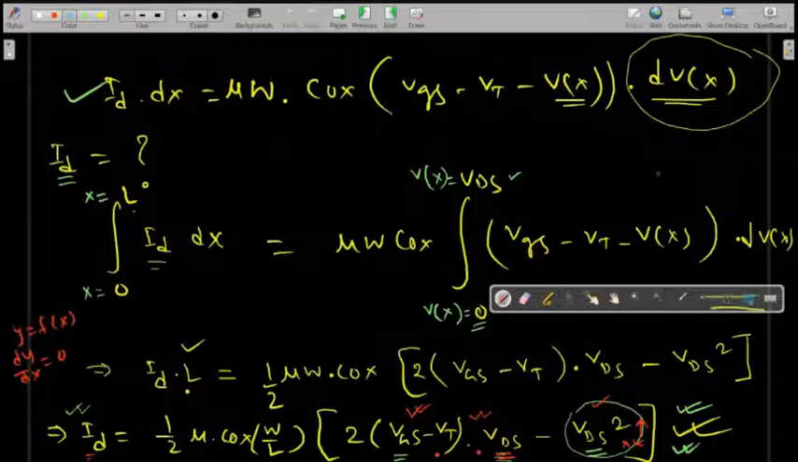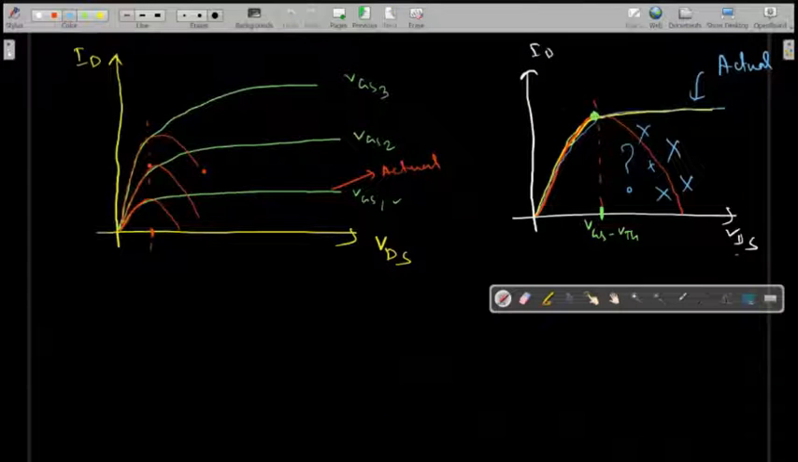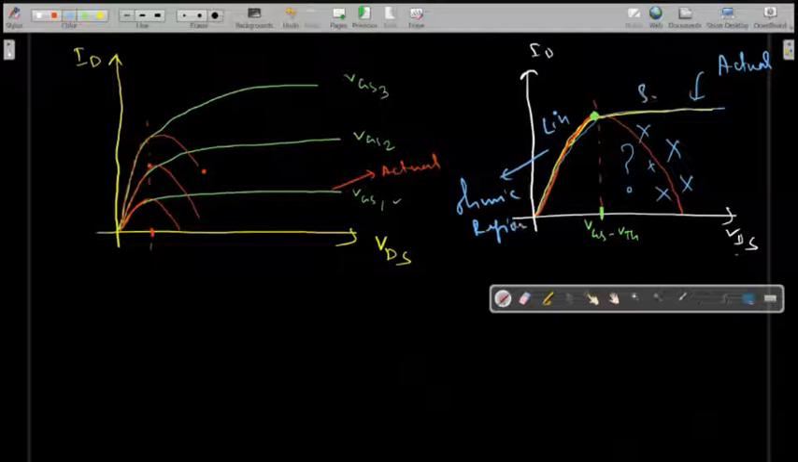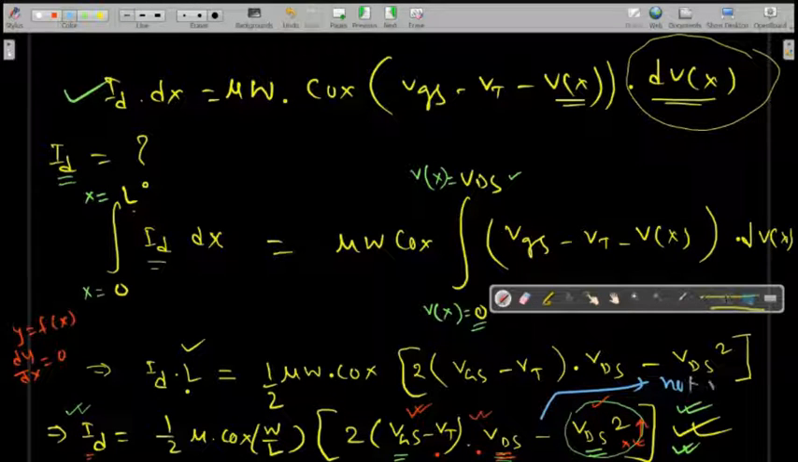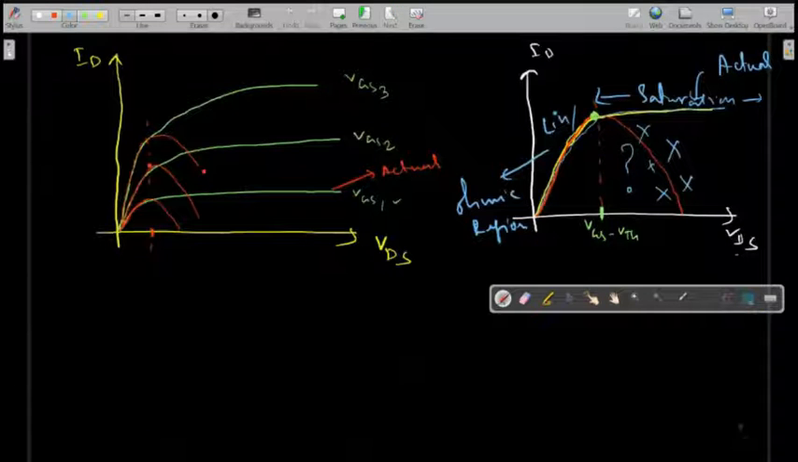So there is some problem here. Whatever equation we derived is not valid in this region. The name of this first region is the linear or ohmic region, and the other one is the saturation region. This is the saturation region of operation of MOSFET, and this is the linear or ohmic region. So this equation is not valid for the saturation region. Is it clear why?